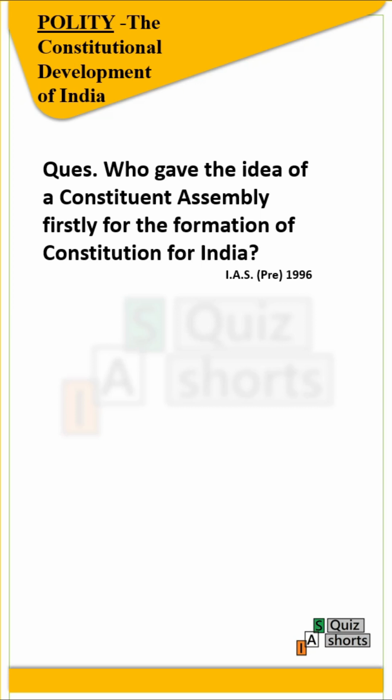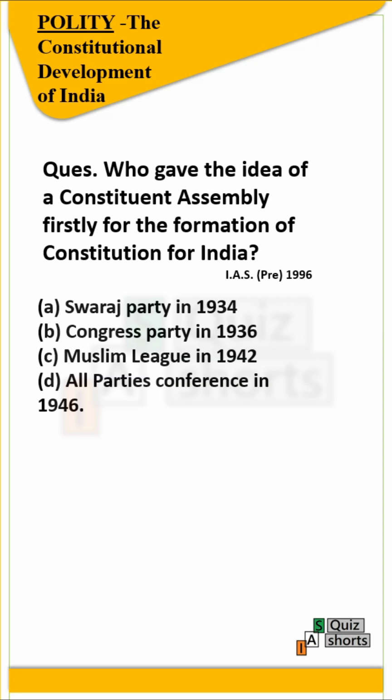Question. Who gave the idea of a constituent assembly firstly for the formation of constitution for India? Option A, Swaraj Party. Option B, Congress Party. Option C, Muslim League. Option D, All Parties Conference in 1946. Answer is option A, Swaraj Party in 1934.